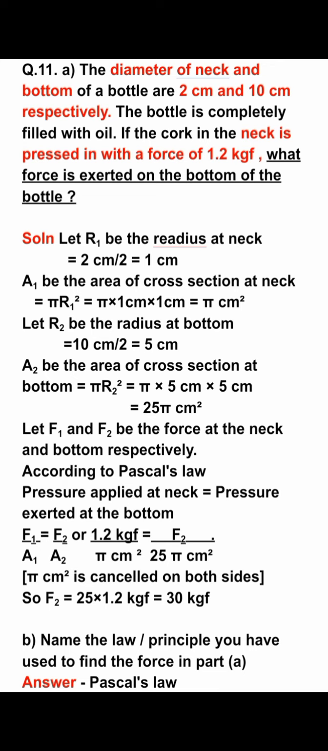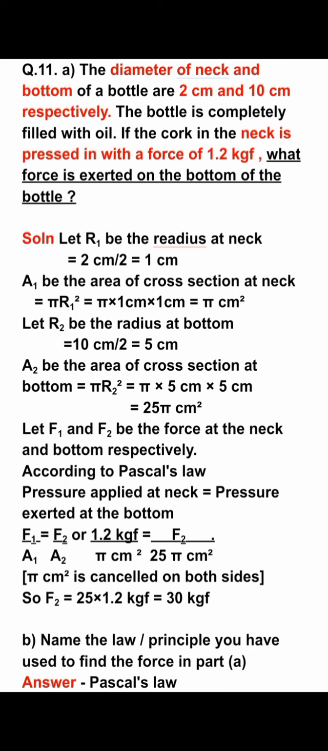Now let R2 be the radius at the bottom. The diameter at the bottom is given as 10 centimeter, which we divide by 2, so R2, the radius at the bottom, is 5 centimeter. Let A2 be the area of cross section at the bottom. Its formula is pi into R2 square, which is pi into 5 centimeter into 5 centimeter, equals 25 pi centimeter square.